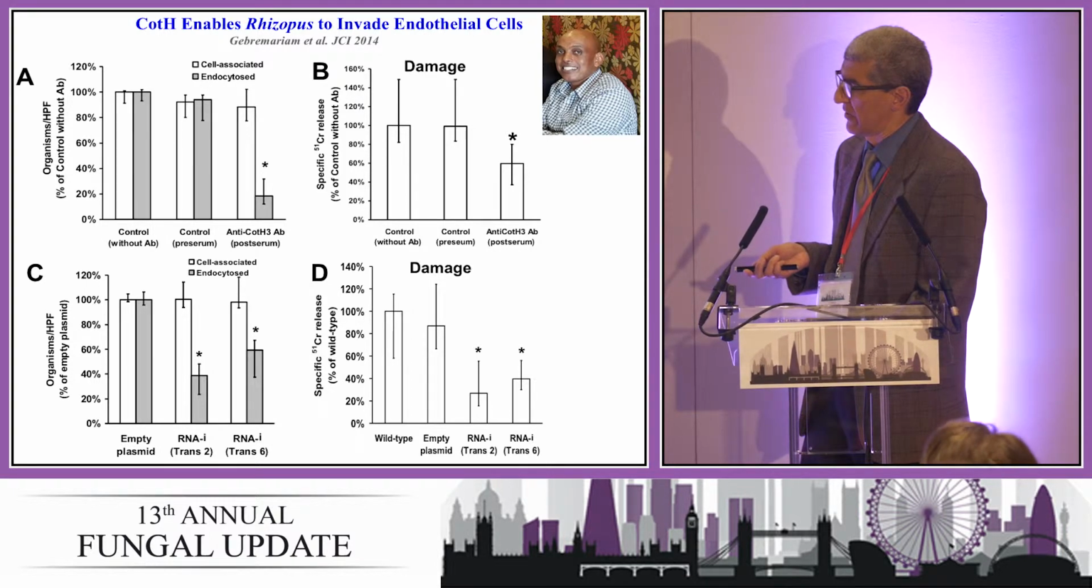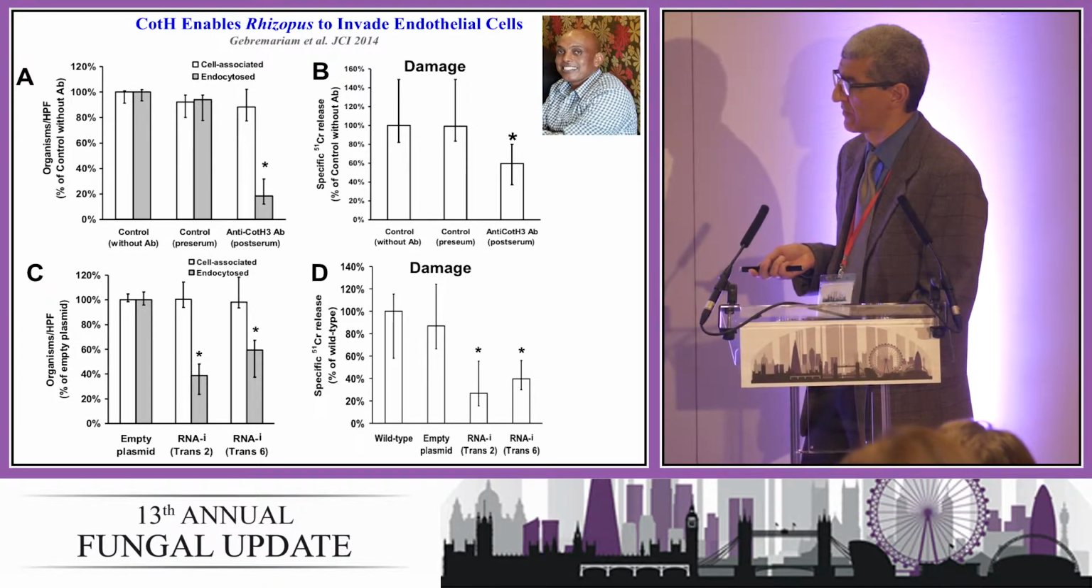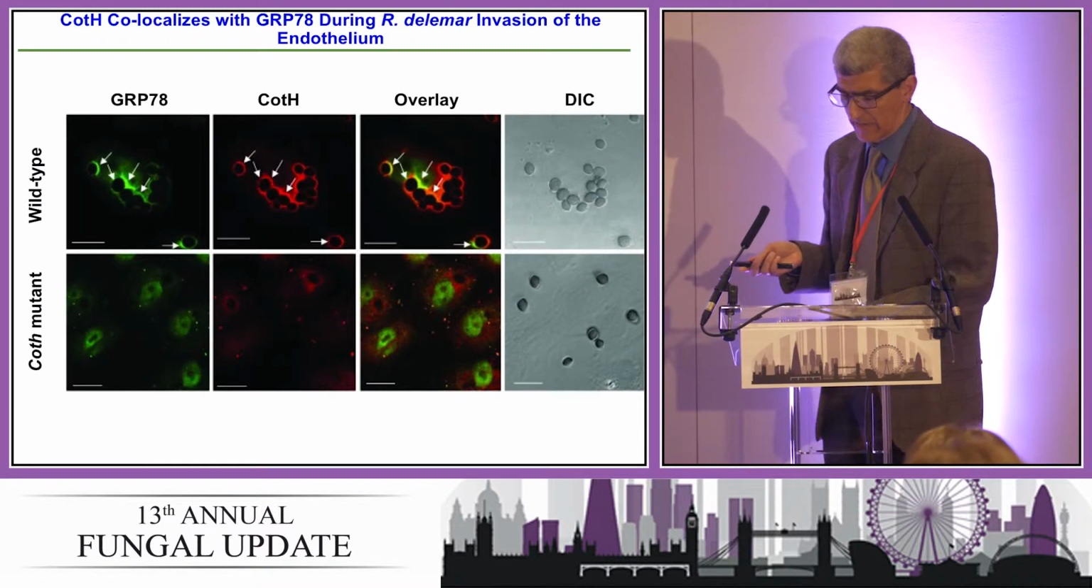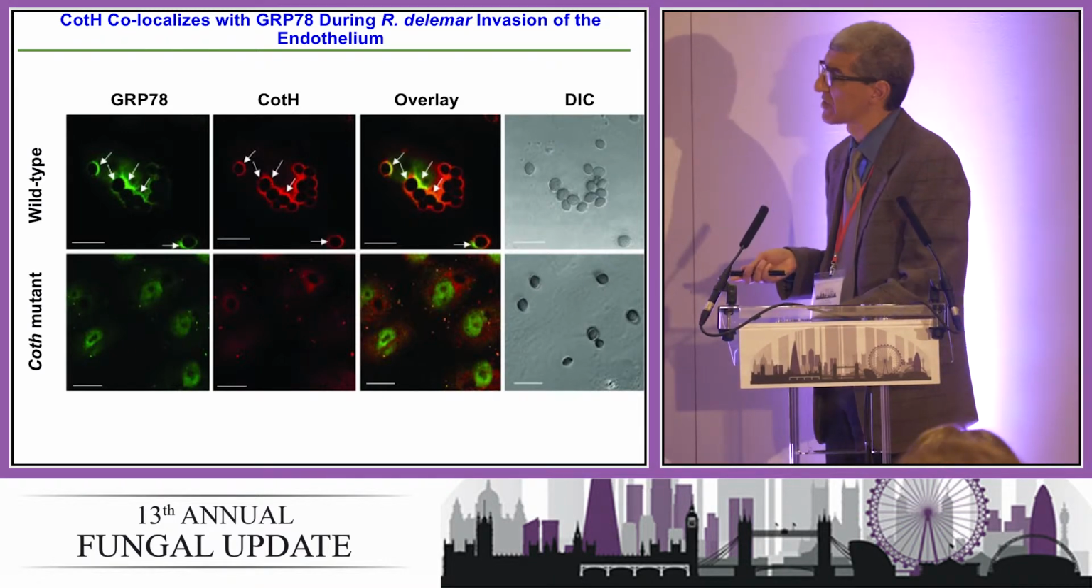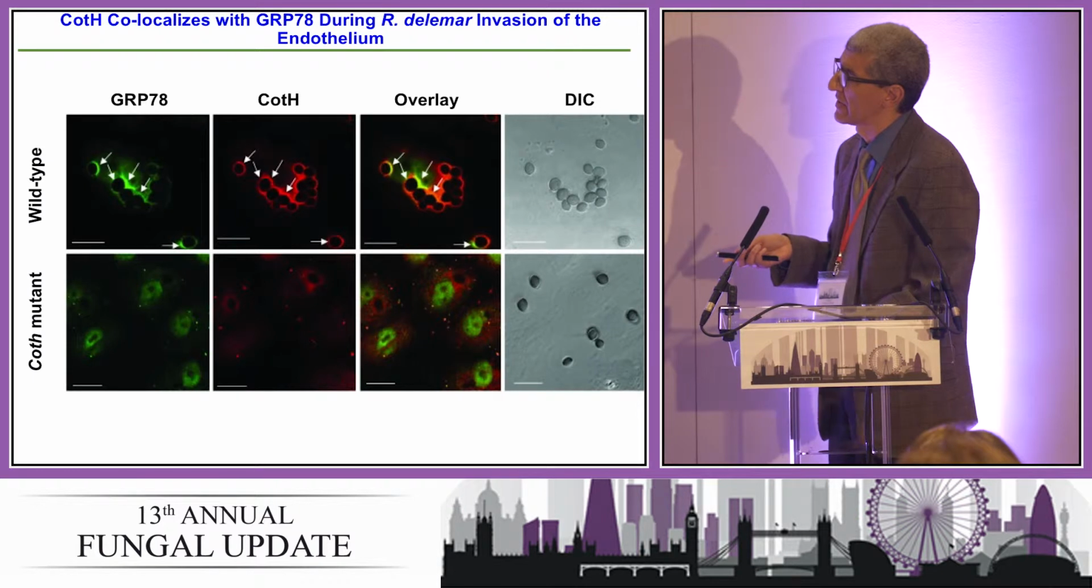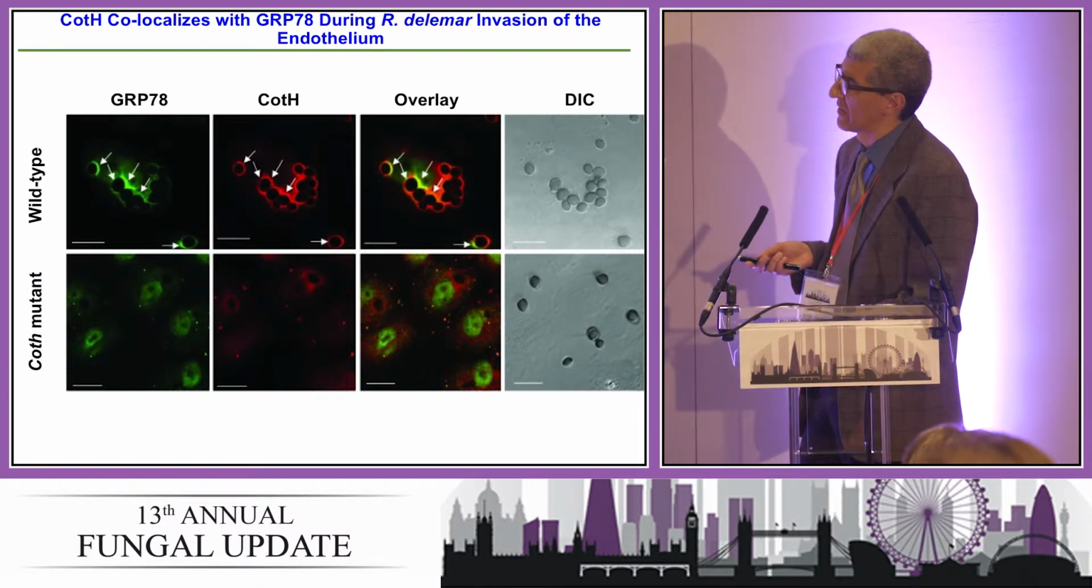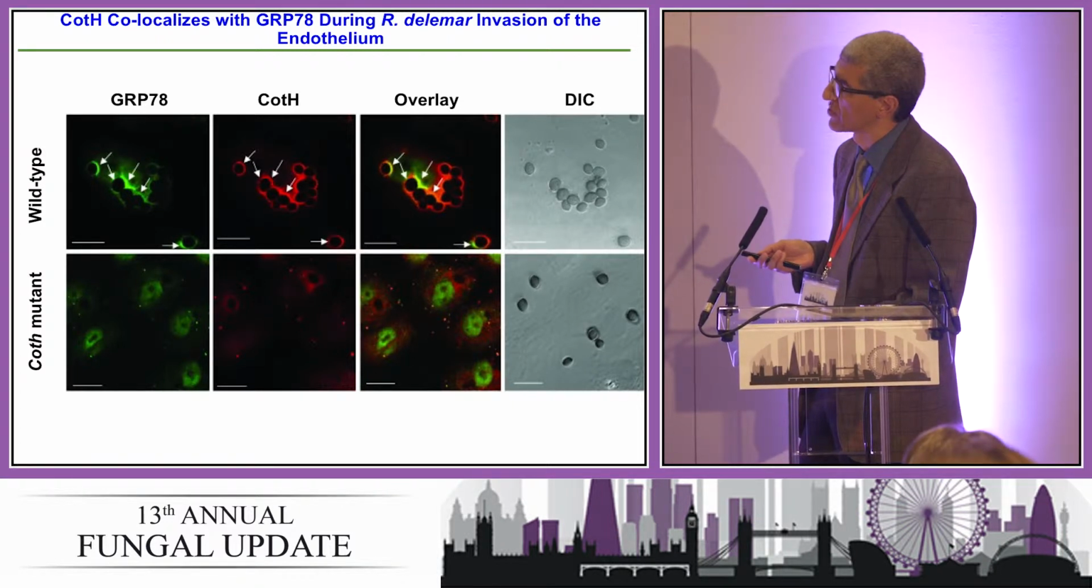George also downregulated the expression by RNA interference in Rhizopus, and two different transformants were deficient in their ability to invade the endothelium. And as you would expect, they were also deficient in causing injury to endothelial cells. So just to emphasize the importance of this interaction between GRP78 and CotH, we stained either wild type or the mutants with attenuated expression of CotH.